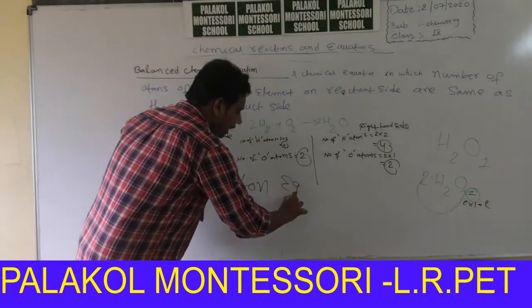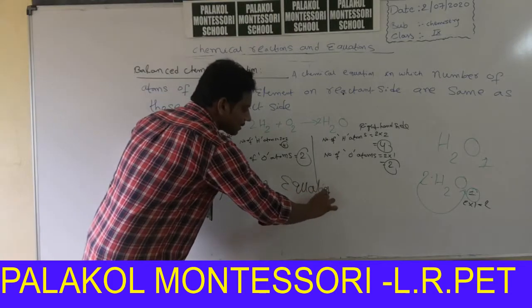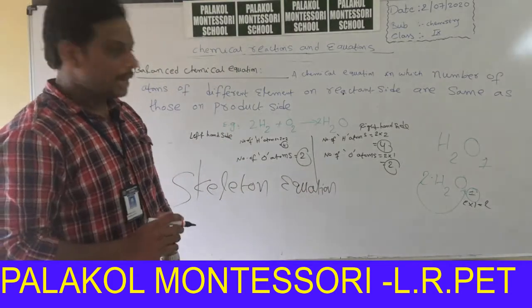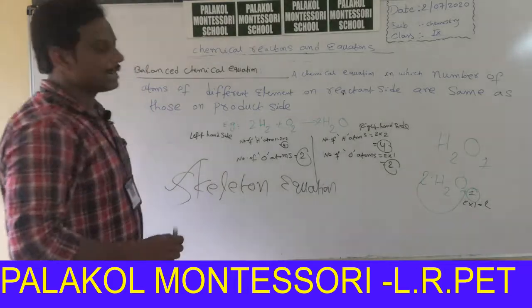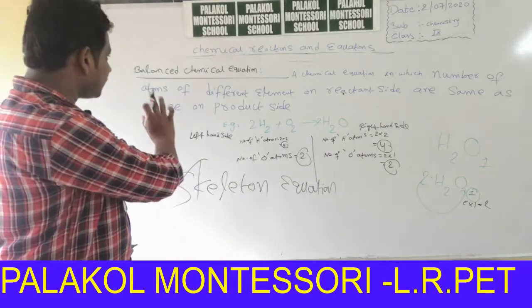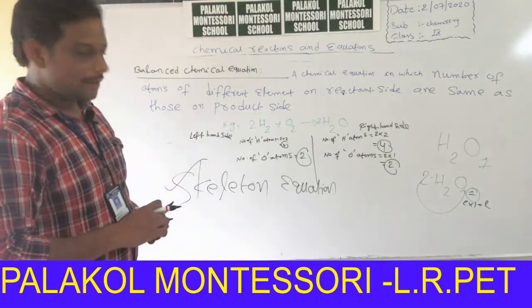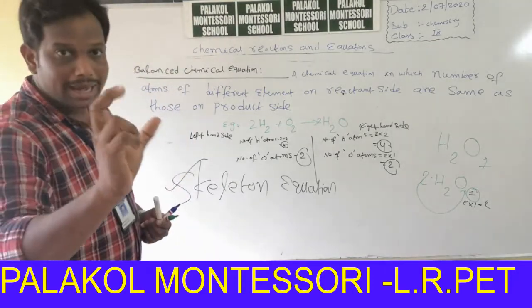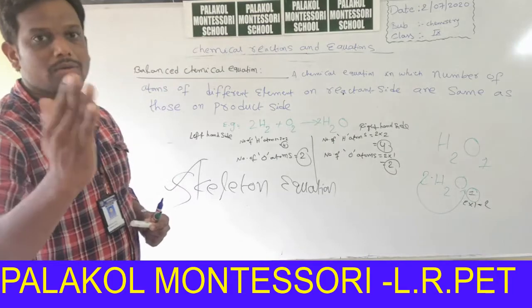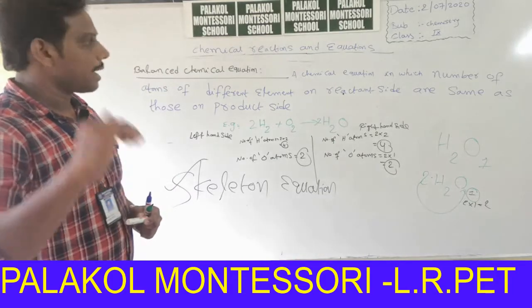Skeleton equation. An unbalanced chemical equation is called a skeleton equation. This is about the definition of a balanced chemical equation. Now I will balance two chemical equations, then I will give 3 or 4 chemical equations for homework.